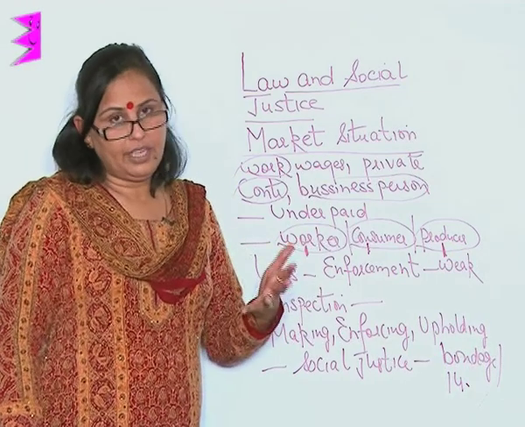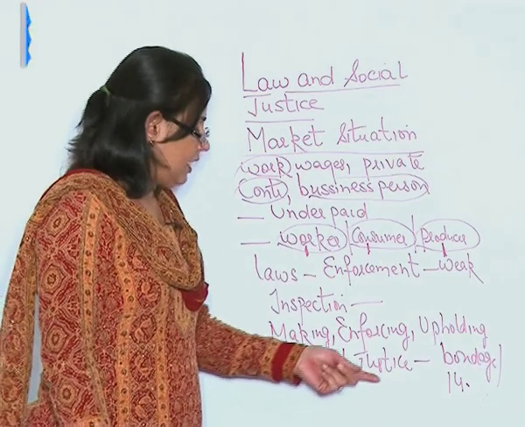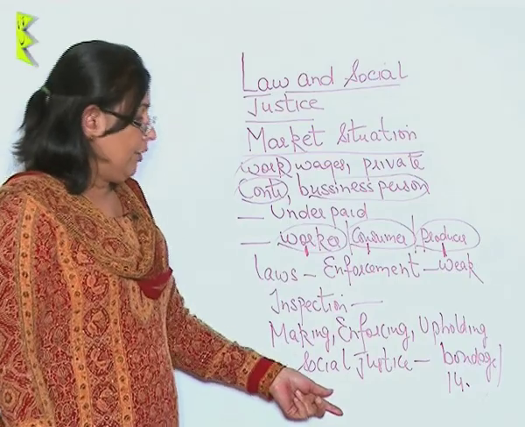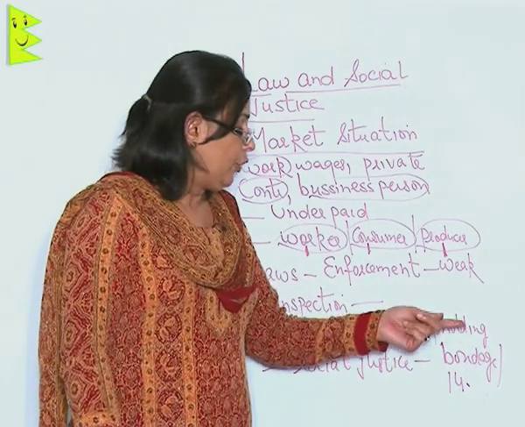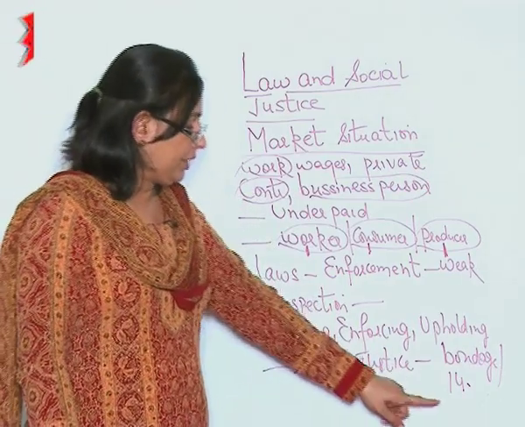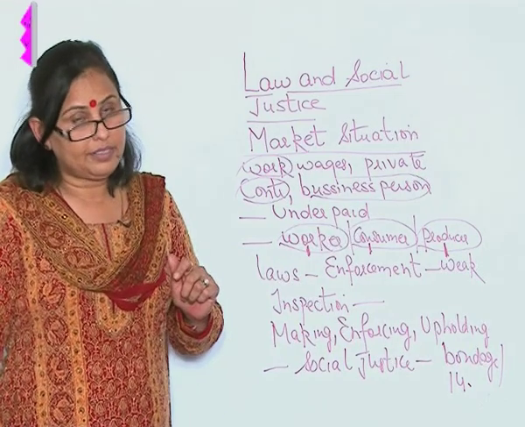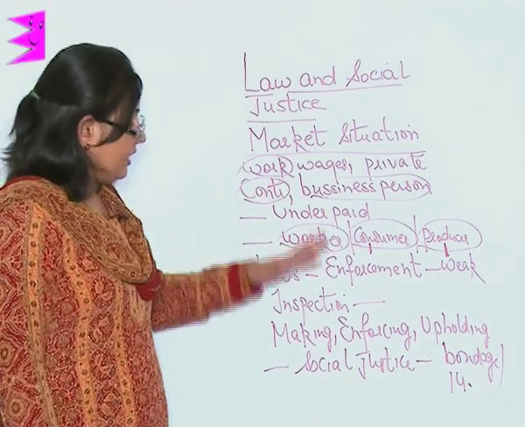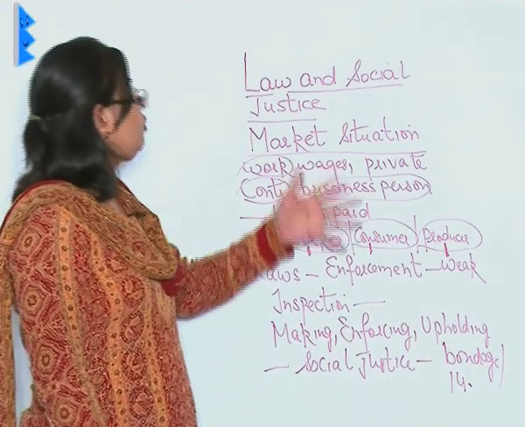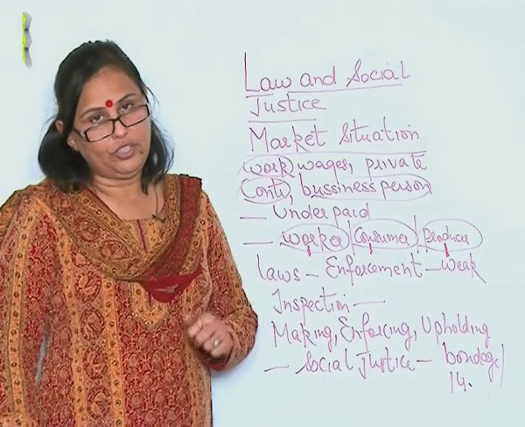And what does social justice mean? Social justice means when all of us are happy, we get our dues. For example, nobody should be told to work as bonded labor, and children below 14 years should not be allowed to work in hazardous conditions. So, this is to ensure social justice in the country, and this was about one situation, that is the market situation in the country.